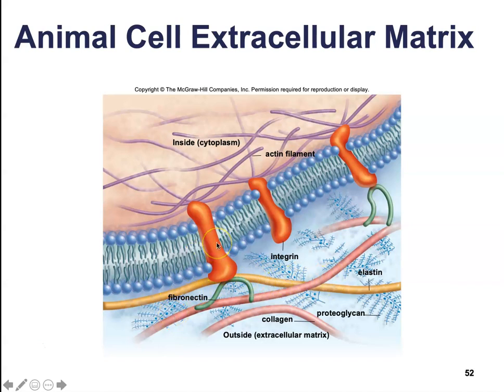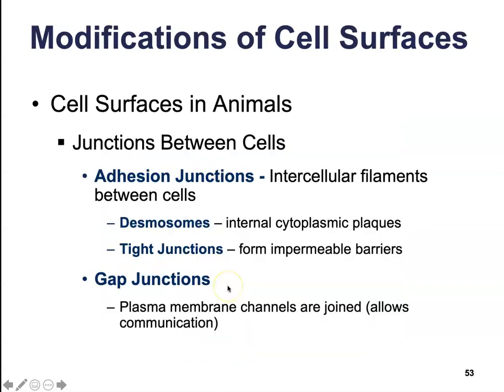So this is going to anchor that cell and link it to the outside. The outside of the cell is not just air or some liquid. There are structural proteins and components there that link the plasma membrane to it. So when you're talking about the plasma membrane, you have to talk about the extracellular matrix because they are closely associated, and you can see that in this figure here.